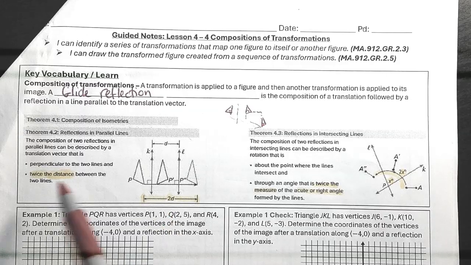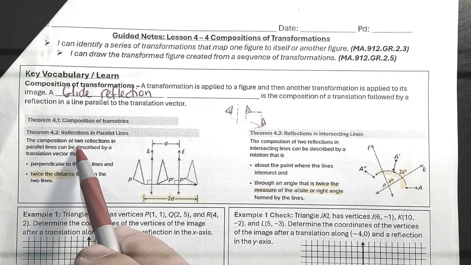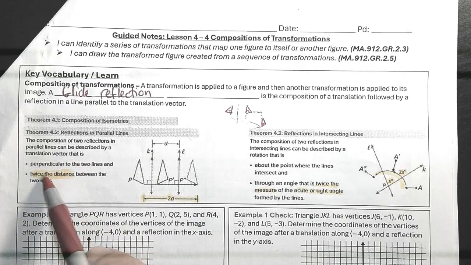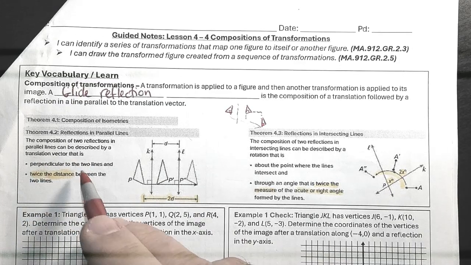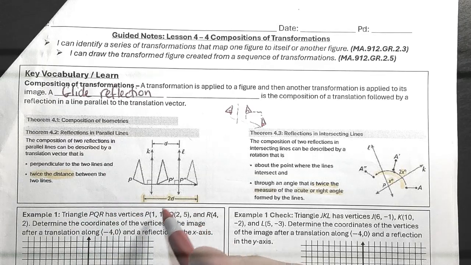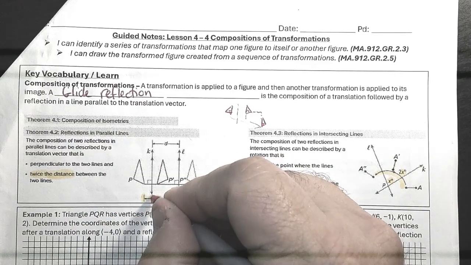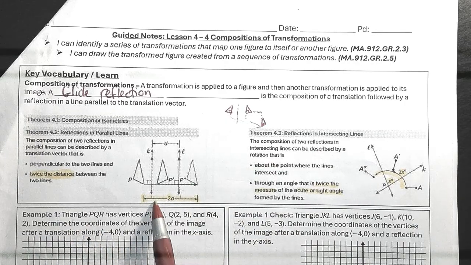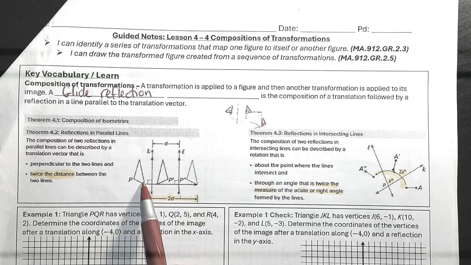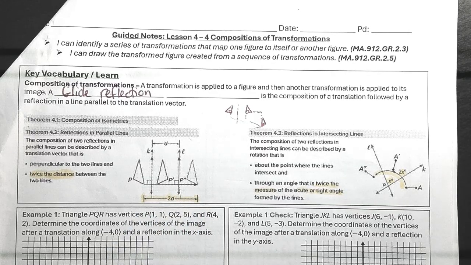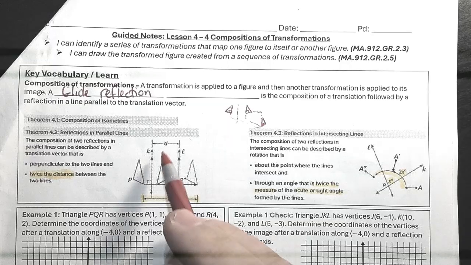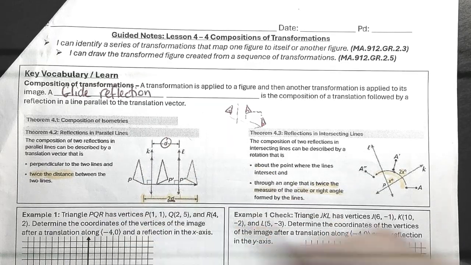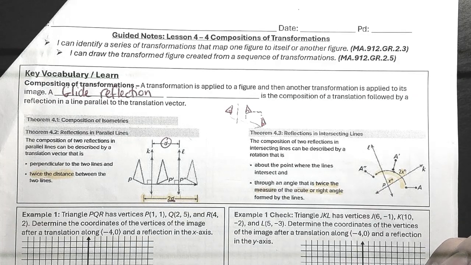K and L. The composition of two reflections in parallel lines can be described by a translation vector that is perpendicular to the two lines. So down here, because it's perpendicular to these lines, and it's twice the distance between the two lines. So whatever this is from here to here, your translation is going to be twice that distance. So whatever the number they give us here, it's 2 times that. And you'll see on the flip side of the page.